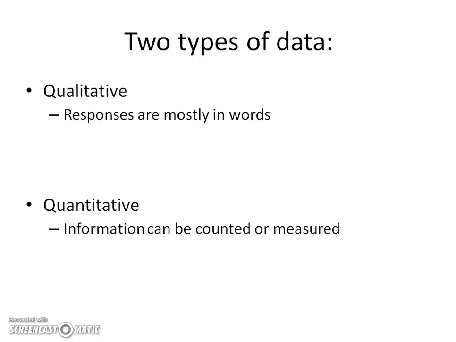All right. When we talk about data, we have two types. The first type is qualitative, where most of the responses are in words. And the second type would be quantitative, where it will involve numbers. So the responses of the information can be counted or measured, right?